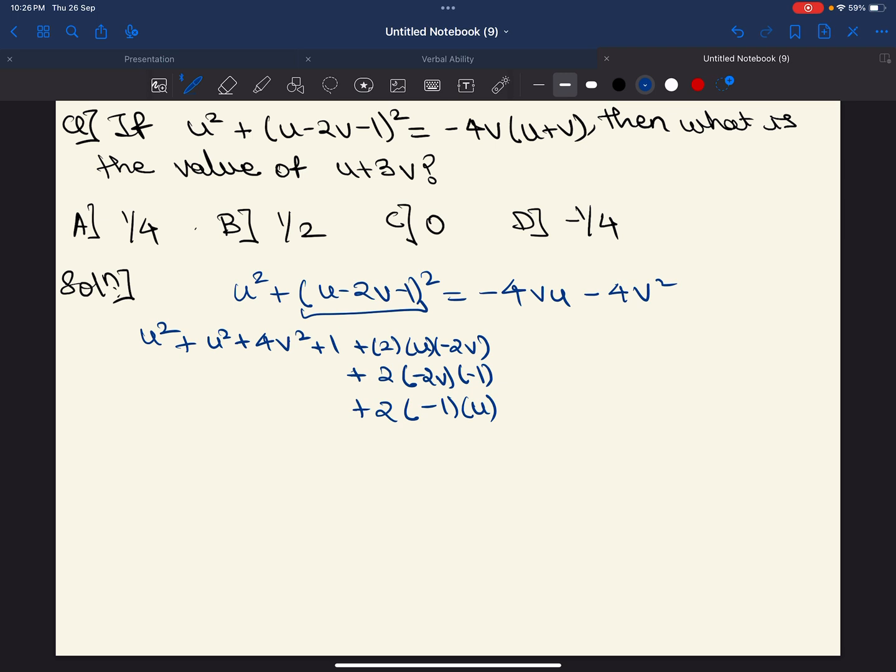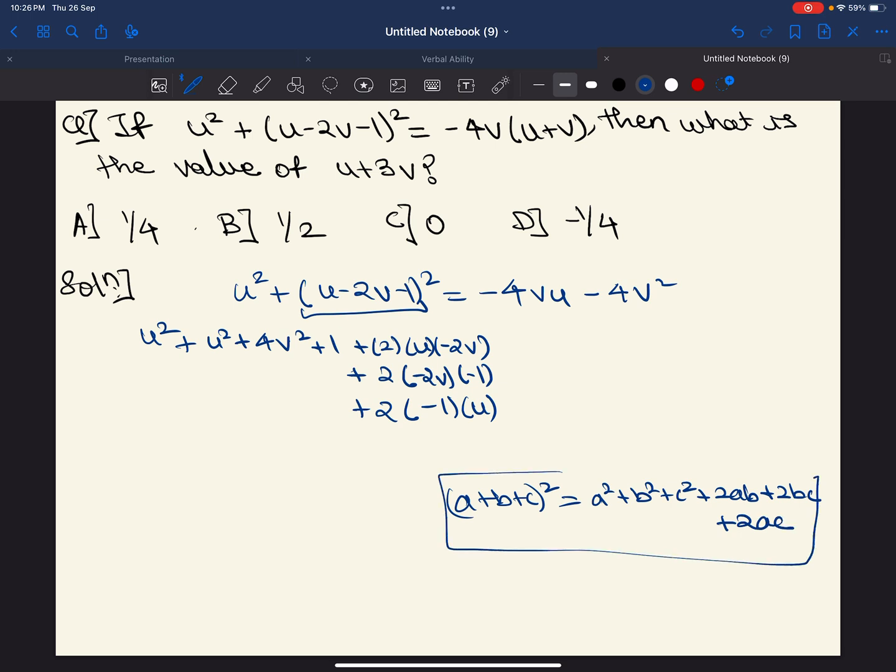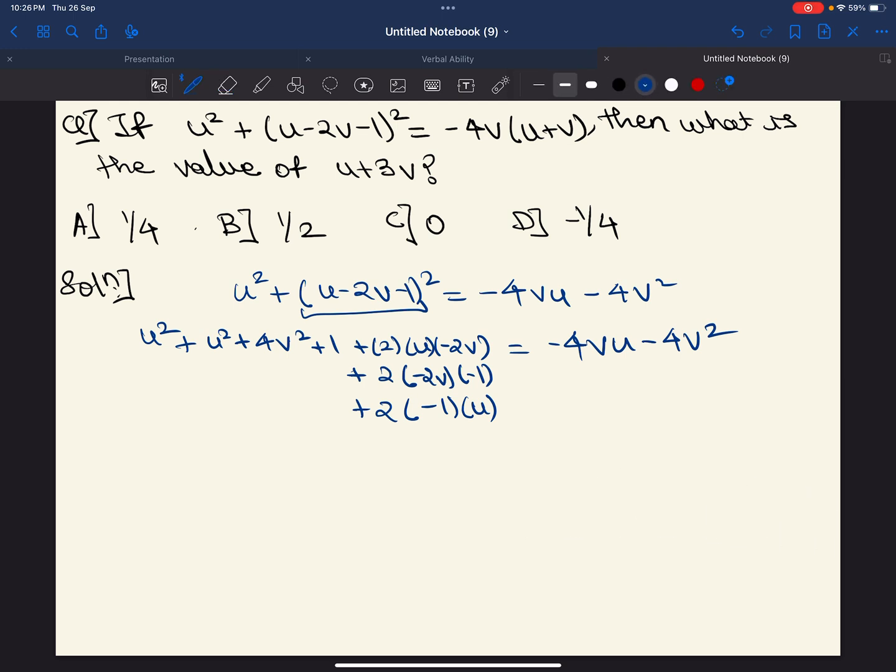So this is the formula for (a plus b plus c) whole square. It is a square plus b square plus c square plus 2ab plus 2bc plus 2ac. So this is the formula that I have used here. I'll just keep it here for a while, you can look at it, and we see minus 4vu minus 4v square. Okay, let's erase this formula right here so we get more space to write.